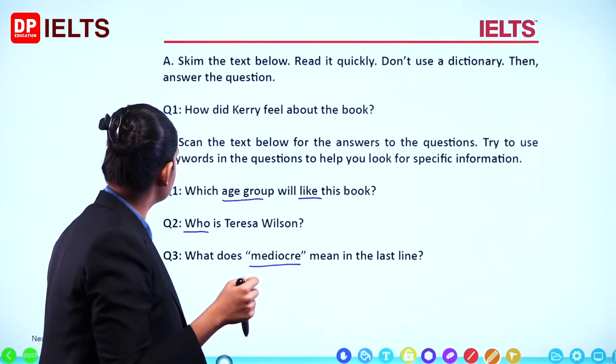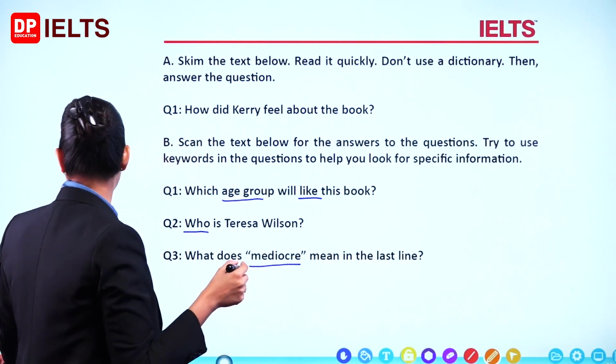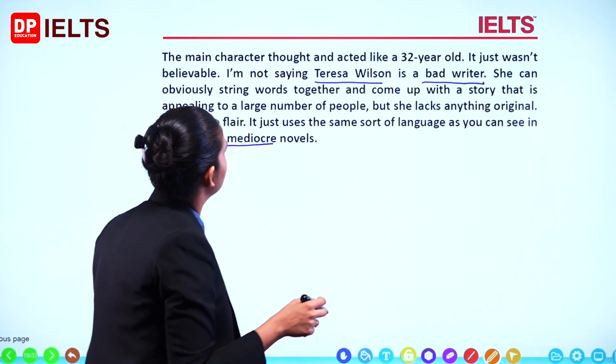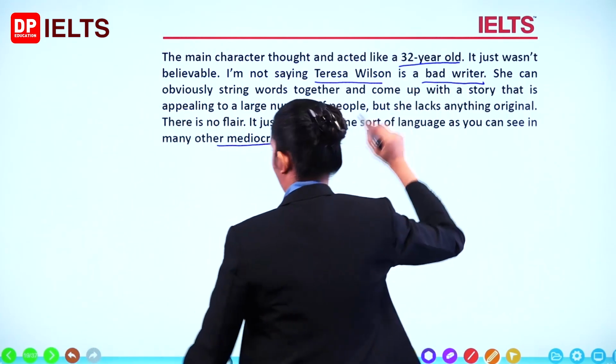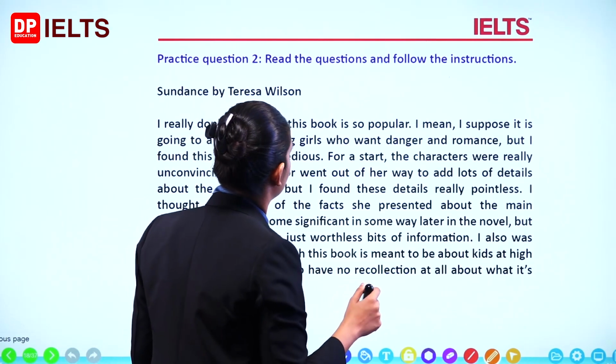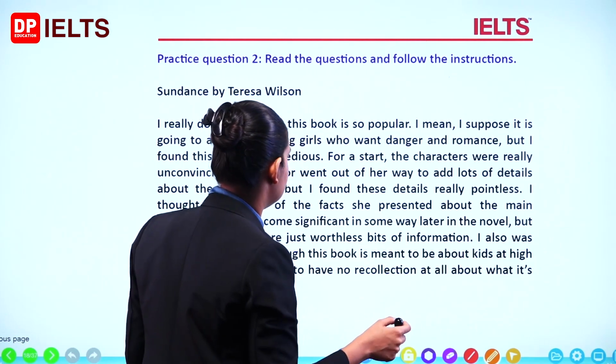Okay? Next question, which age group will like this book? Age. The character thought and acted like a 32-year-old, but not which age group likes the book. I really don't know why this book is popular, right? Seems like it's there.